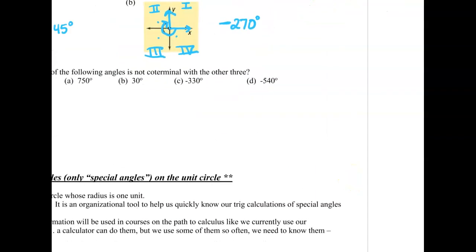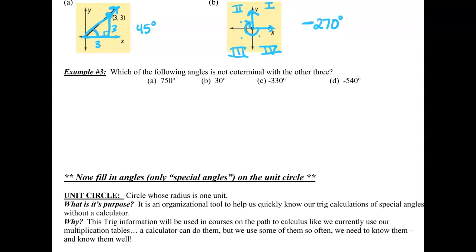So I'm going to look back at our example here, which is not coterminal with the others. So I'm just going to start with 30 because it's a nice small number. And think about if we added 360 to 30, some of the numbers that we might get. 390. So 390 is a coterminal angle with 30. If I add another 360, 750 is a coterminal angle. So 30 and 750 are coterminal.